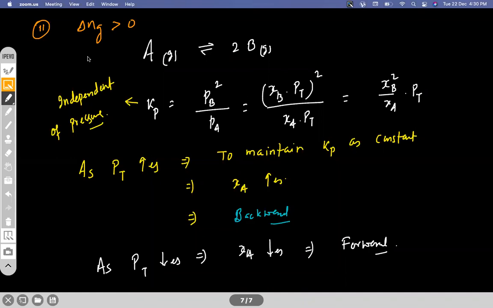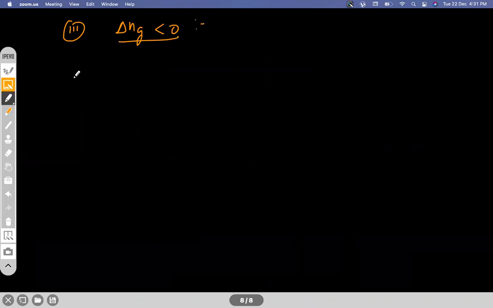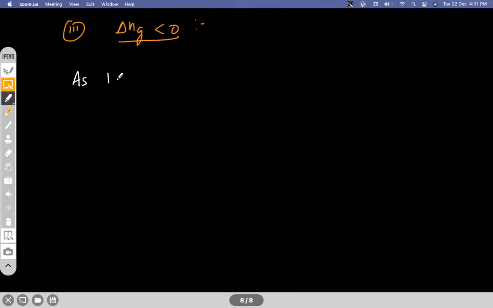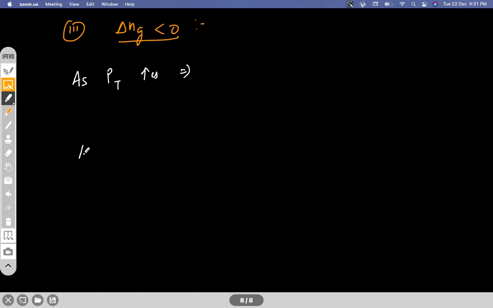Okay, so this is the effect of pressure we have when delta Ng is greater than 0. One last case we are left with, that is delta Ng less than 0. Could you tell me what happens in this case? I want you to try this on your own. Delta Ng less than 0. What happens as PT increases, and what happens as PT decreases, backward or forward? Could you try this, just like we did the previous one.